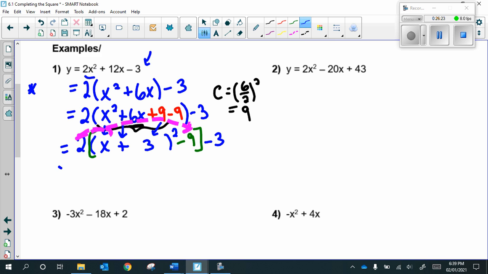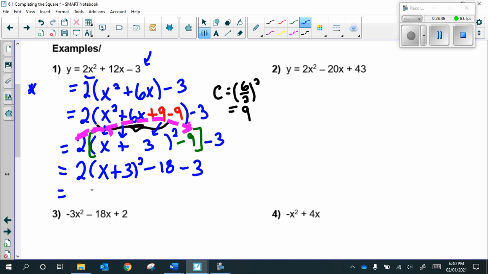The first one, just put the 2 out in front. 2 times x plus 3 squared. So that's distributing the 2 to the x plus 3 squared. The next step is distributing the 2 to the negative 9. So 2 times negative 9 is negative 18. So now our square brackets are gone. Don't forget to minus 3.